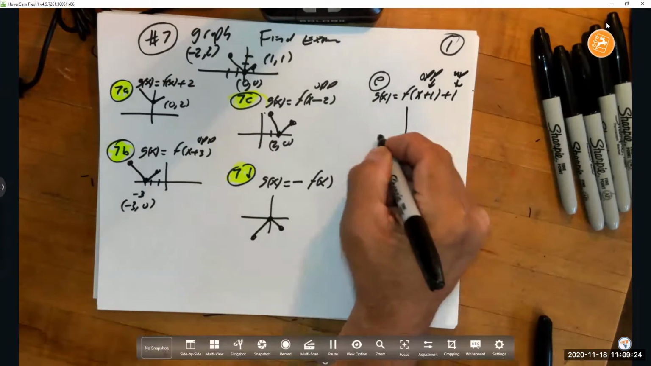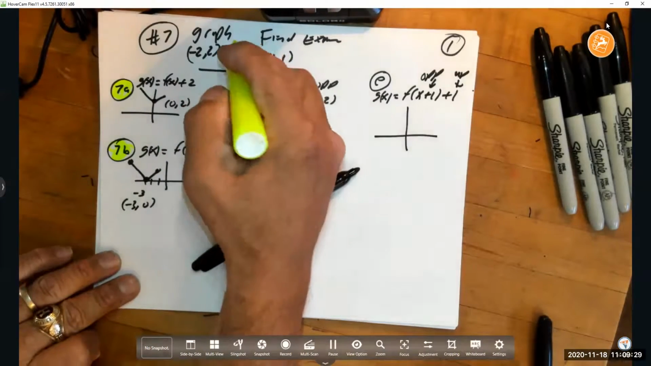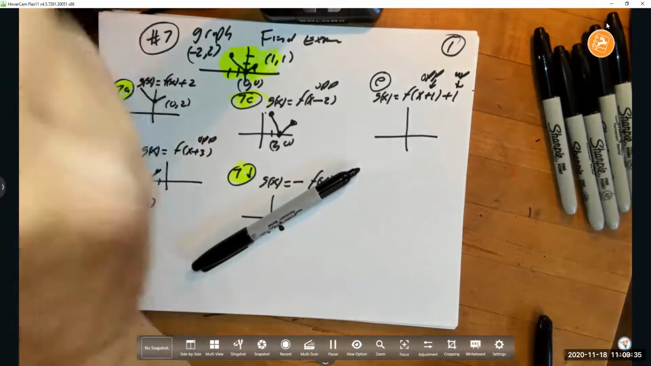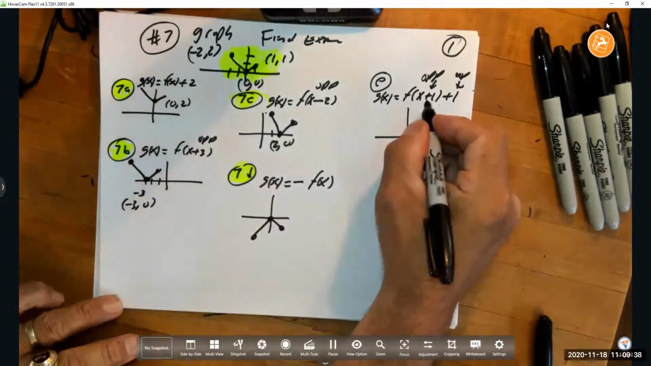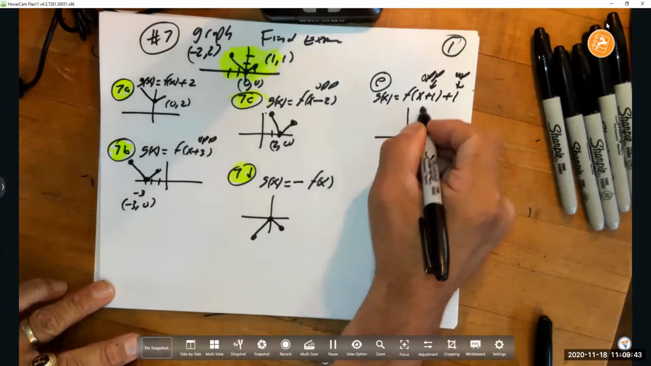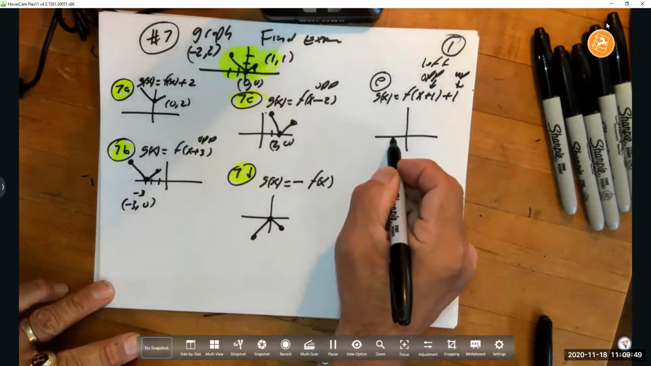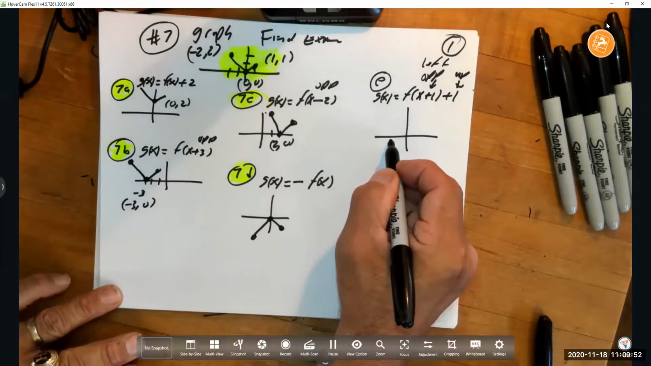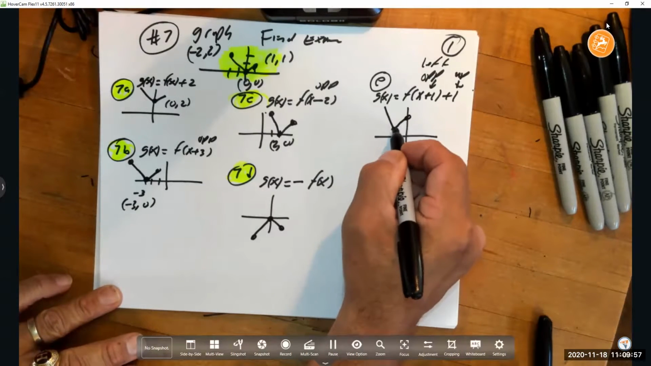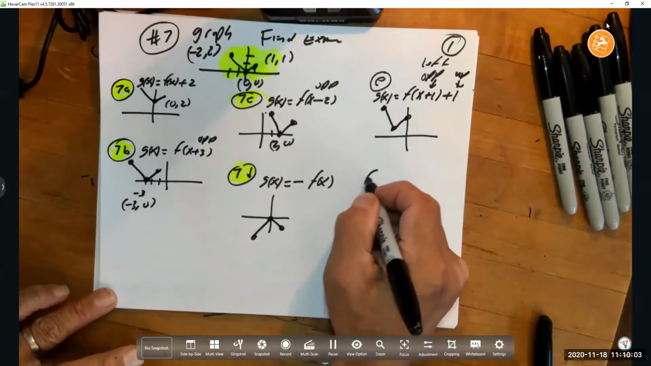So the graph, there is the original one right here. Original graph is right there. The new one is going to go to the left 1 space this way, and then it's going to go up 1 space up. So it's going to go left and up 1. So left and then up 1. So it's going to be over here somewhere. Yes. There it is. Left and up 1. Letter F.